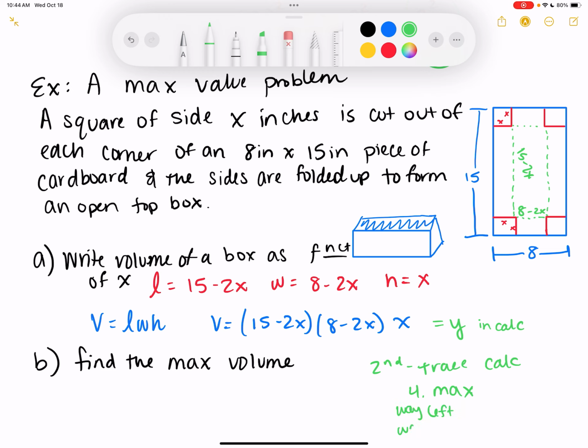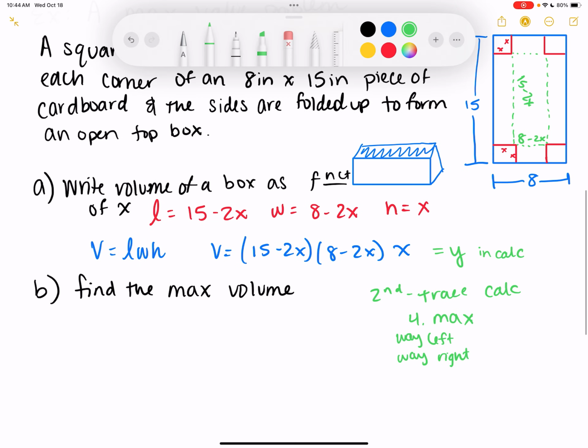It just keeps on going. Well, you don't have to go that far. The goal is to get it out of this middle area. So what is your y value? 600.